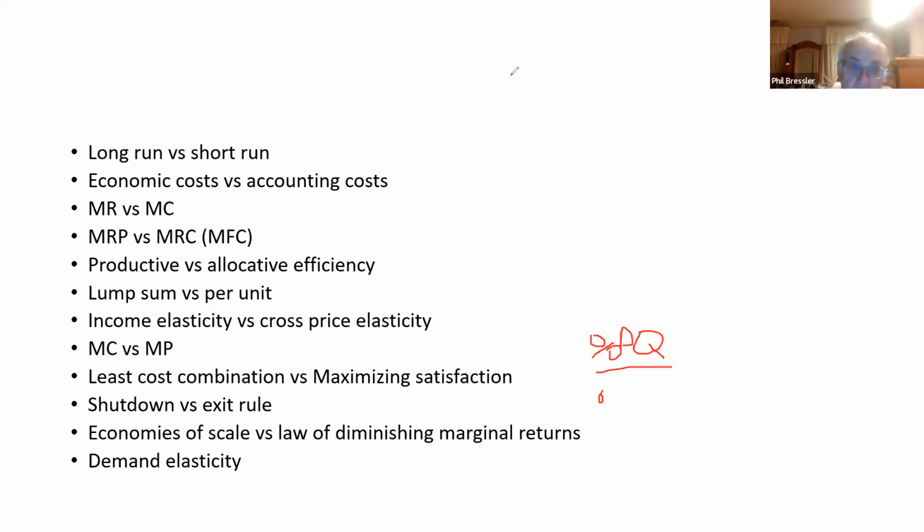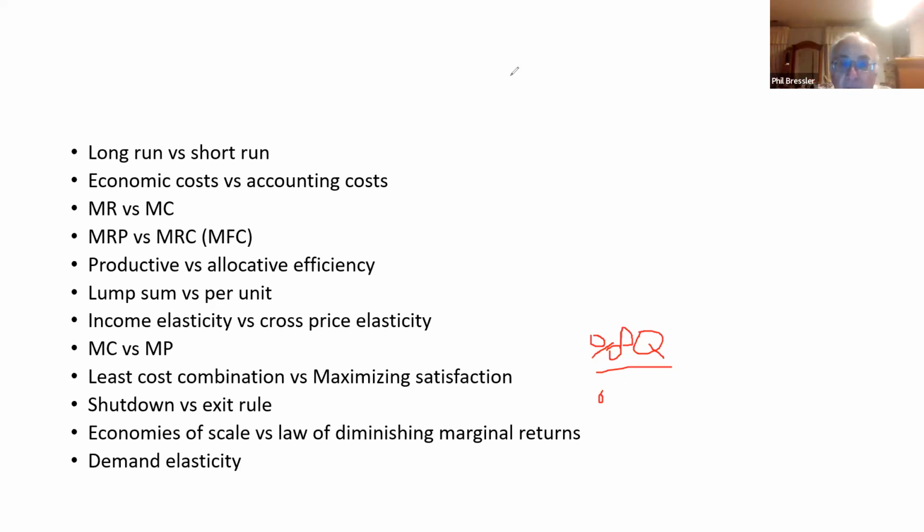Income down, demand up. Now, cross price elasticity is pretty much the same, right? But it's percentage change of quantity of A over percentage change of price of B. And again, it's important to note that positive is substitutes and negative is complements. Okay, MC. We talked about the inverse relationship between marginal cost and marginal productivity.